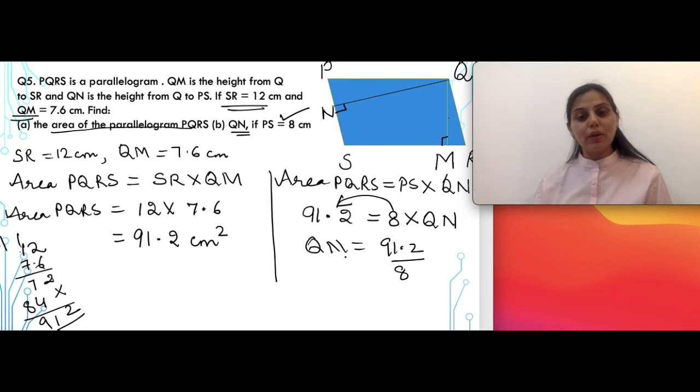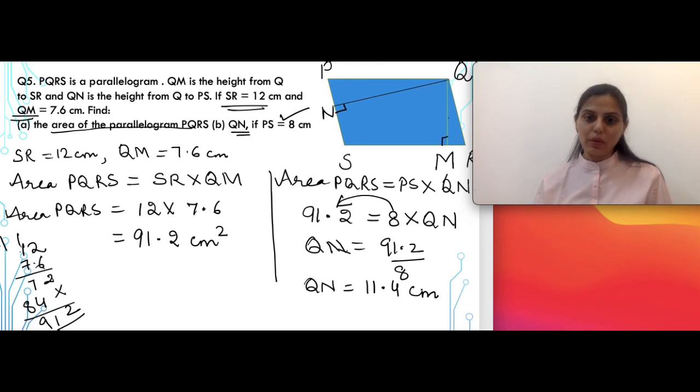Now again, it's either your mental calculation or you can do it by the long division method also. So when you divide 91.2 by 8, clearly we can write 8 ones are 8 first, 11 you'll get as the remainder. So when you divide again, you'll get 8 ones are 8. Put the decimal, 32 you will get, and 8 fours are 32. This you can practice by the long division method also. So eventually you have the value of QN also, and you have calculated the area of PQRS. So both the parts A and B of question 5 are done.